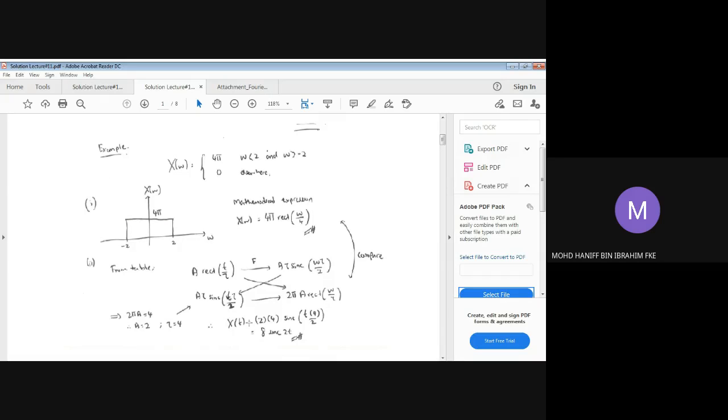We substitute these two parameters into these terms. The inverse Fourier transform of X(ω) is 2 times 4, because A times τ is 2 times 4, sinc of t times 4 divided by 2. That gives us 8 sinc(2t). That should be the inverse Fourier transform of X(ω). Is that clear on the solution for this example? Any questions so far? If there's no question, I think we can proceed now with another property.